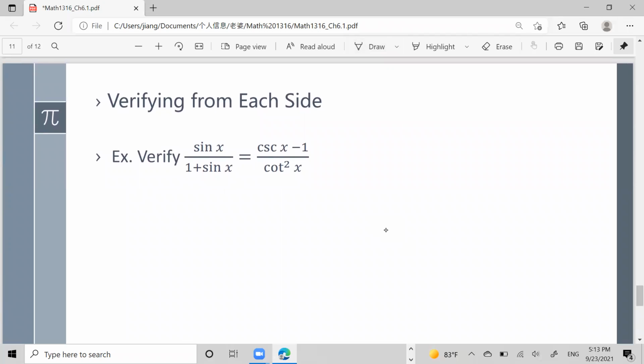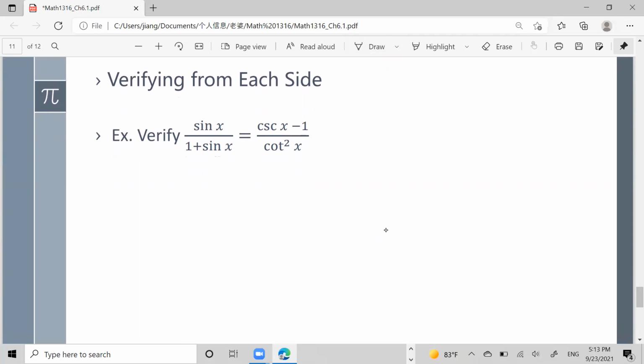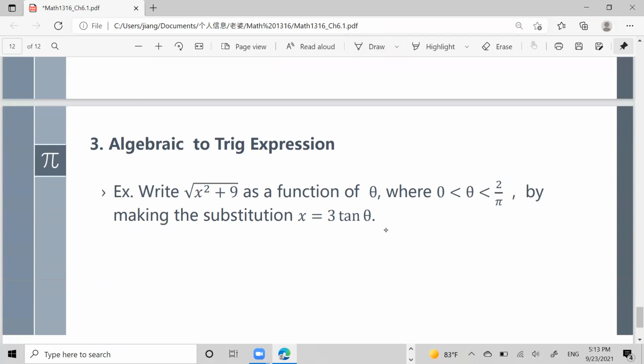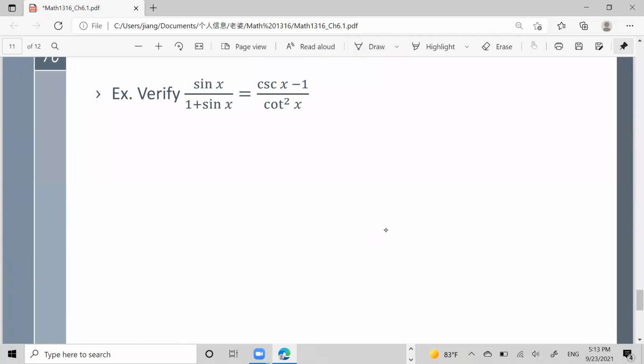If the equation is very complex, we can start from both sides. Is this the last one? No. Okay, this is the example. Okay, let's remember to convert them into sine and cosine.